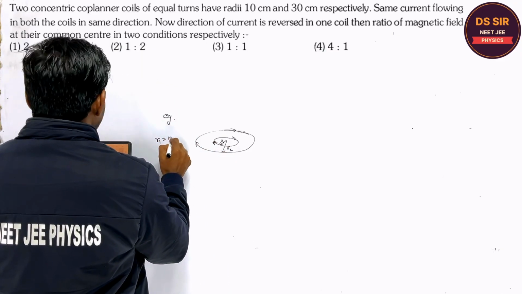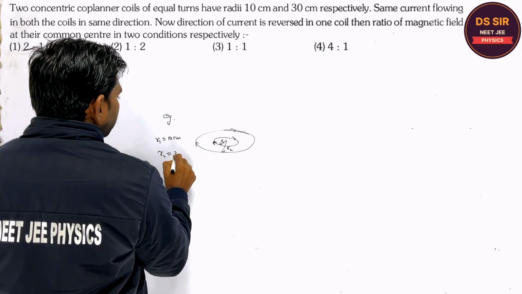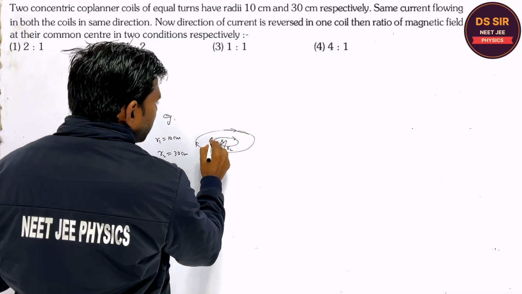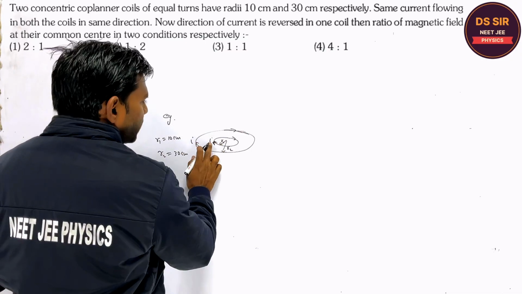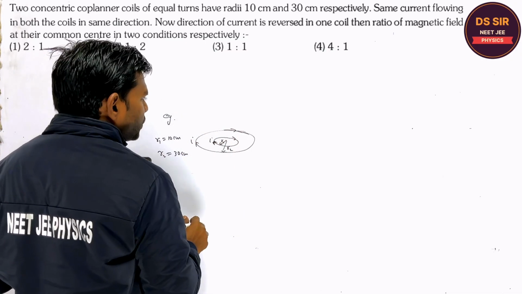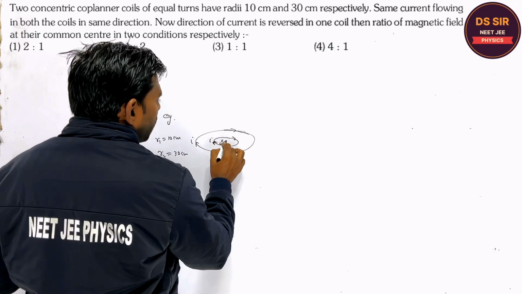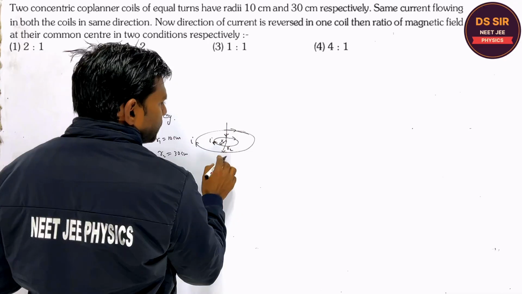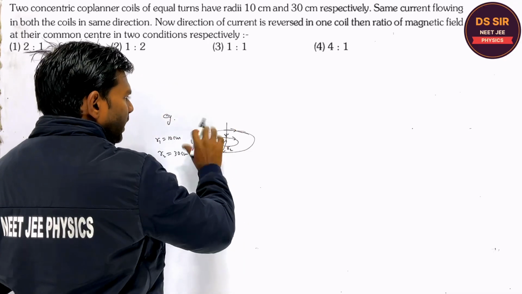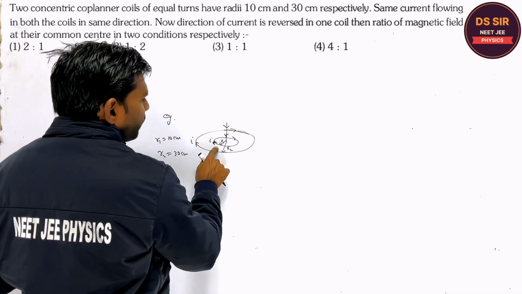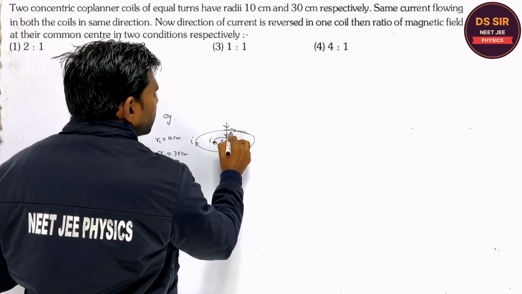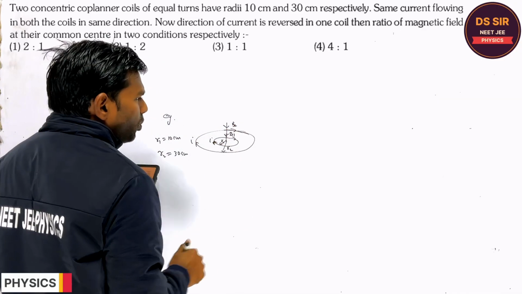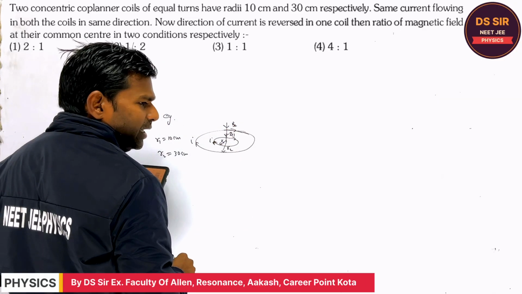R1 is 10 centimeter, R2 is 30 centimeter. Here the current is flowing, right? The same current is flowing in the same direction. So magnetic field is what? If you consider, the magnetic field will be into the board, right, like this and like this. So both magnetic fields B1 and B2 will be in the same direction, or not, you tell, right?